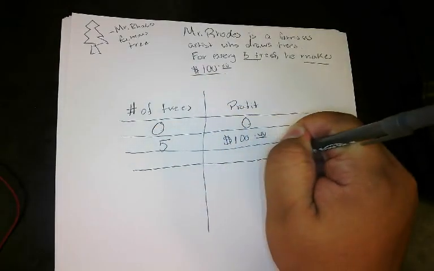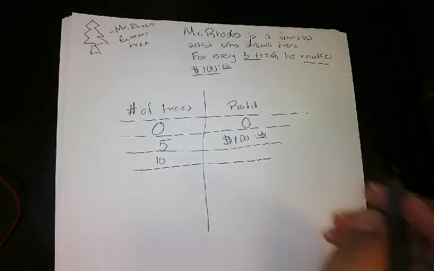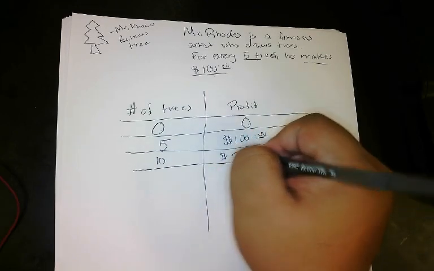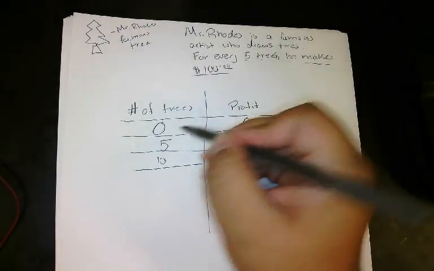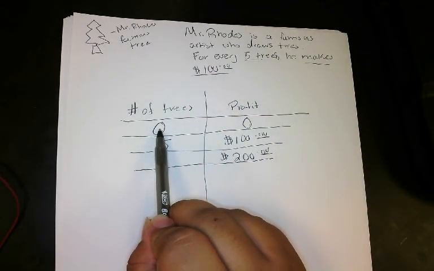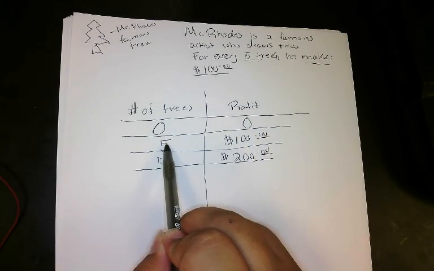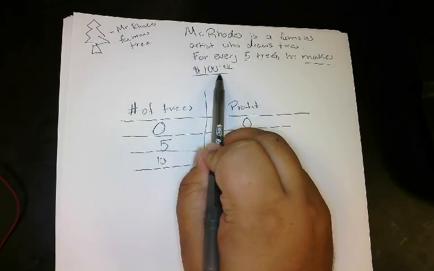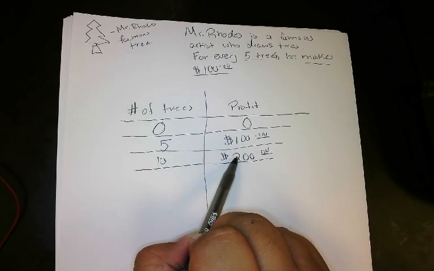The next line, I'm going to add 5 more to 5. That gives me 10. And I'm going to add 100 more to my profit. And that gives me 200. Okay? So do we see what happened there? We're going to look back at the top. If I don't draw any trees, I don't make any money. If I draw 5 trees, I make $100 because for every 5 trees, I get $100. If I draw 10 trees, okay, that's 2 sets of 5, I get $200.